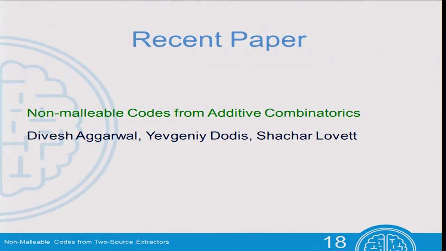Now, yeah, there is a recent paper, Non-malleable codes from additive combinatorics. It's the paper by Divesh Aggarwal, Yevgeniy Dodis, and Shachar Lovett. They show the construction of non-malleable codes for any size message. It's a very cool paper because it uses additive combinatorics stuff. They use a recently proved theorem, the quasi-polynomial Freiman-Ruzsa conjecture. Well, it's not a conjecture anymore, I believe, for half a year. So it's really the latest stuff, latest methods, and a really cool paper. Yeah, that's all. Thank you.